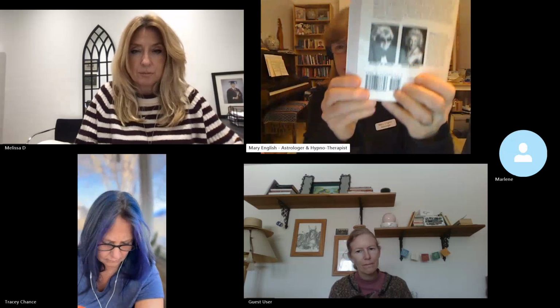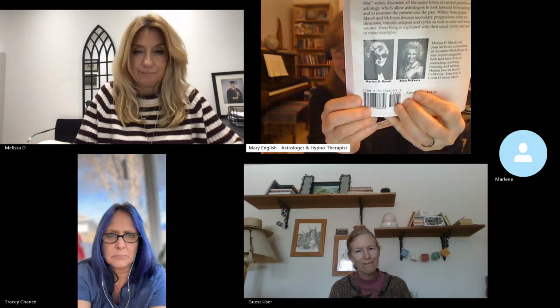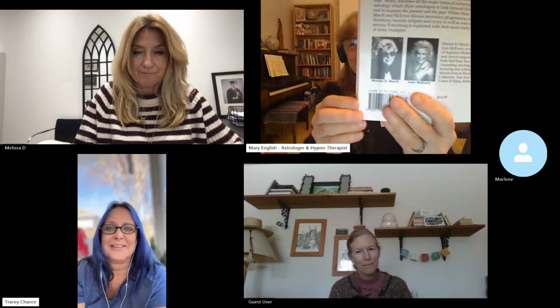Okay, so I haven't got the copy of the book now, I've moved it. Here it is. So in The Only Way to Learn About Tomorrow, which is the book that I quoted, by Marion March, and look at their photos, aren't they cute? I love the glasses she's wearing, the sunglasses. She looks like some sort of superstar.